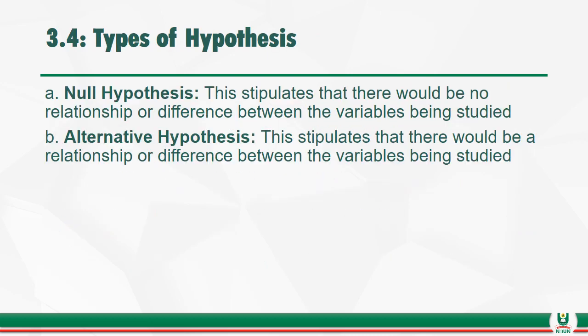Types of hypotheses. There are basically two types of hypotheses, which are the null and alternative hypothesis. The null is stated in the form of there is no difference or there is no relationship, while the alternative is stated as there is a relationship or there is a difference between the two.